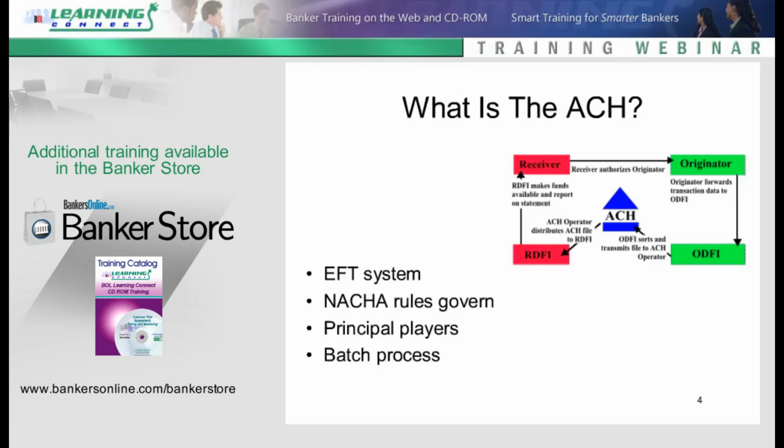ACH debit entries are similar in that the transaction information moves from the originator on the left of the diagram to the receiver on the right-hand end of the diagram, but the funds move from the receiver's account to the originator's account in the opposite direction. And it's actually built on the same paradigm as check payments. Credit entries, on the other hand, are different. Credit entries are something that the check paradigm doesn't handle. So credit entries actually move funds and information in the same direction from the originator to the receiver.